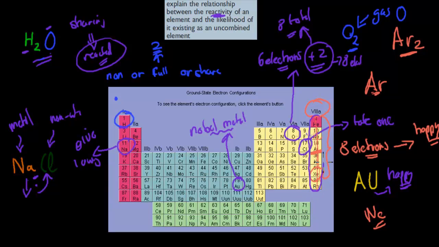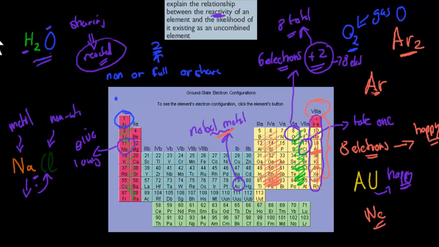They won't react. The ones closest to having 8, so these ones here, can just give away 1 or 2 and then have 8, or these ones here can take 1 or 2 and get to 8. These ones will be the most reactive. The ones in the middle become progressively less reactive. And some of these metals here, such as gold, are not reactive. We'll cover that in detail later. Whereas other ones like iron are reactive.